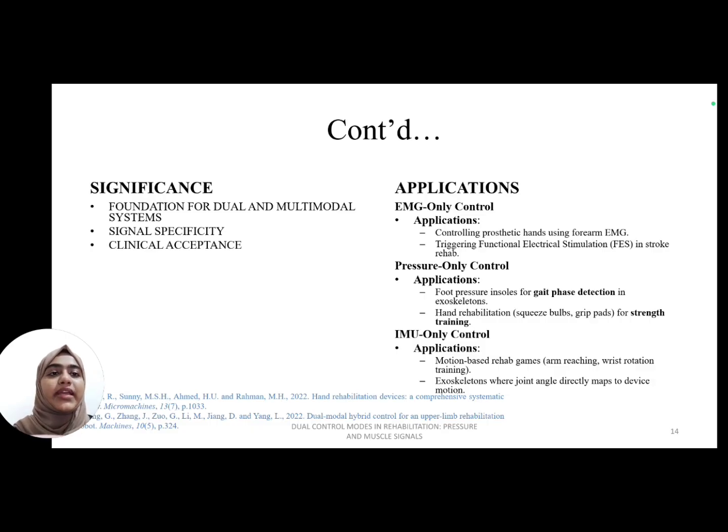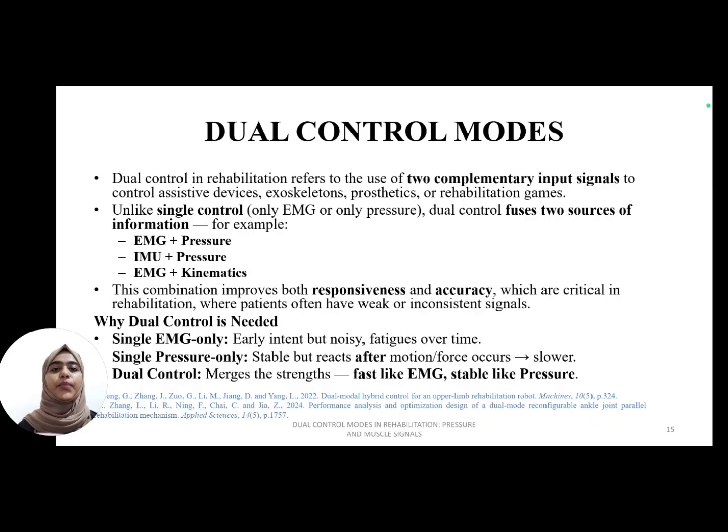And when it comes to the applications, EMG-only control applications include controlling prosthetic hands using forearm EMG and triggering functional electrical stimulation, FES, in stroke rehab. Pressure-only control applications include foot pressure insoles for gait phase detection in exoskeletons and hand rehabilitation for strength training. And IMU-only control applications include motion-based rehab games and exoskeletons where joint angle directly maps to device motion. So now we move on to the main point of the presentation, which is dual control modes.